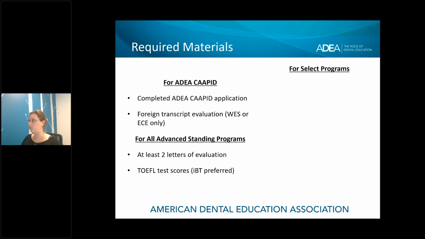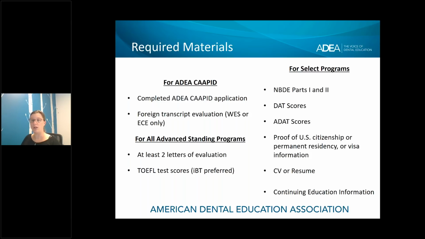Other materials commonly requested include National Board Scores Part 1 and 2, the DAT, the Advanced Dental Admission Test, or ADAT, proof of U.S. citizenship or permanent resident status, visa information for foreign citizens, and a CV or resume and continuing education documentation. There will be more information on many of these items as we go through the application process. So let's look at ADEA CAAPID itself.